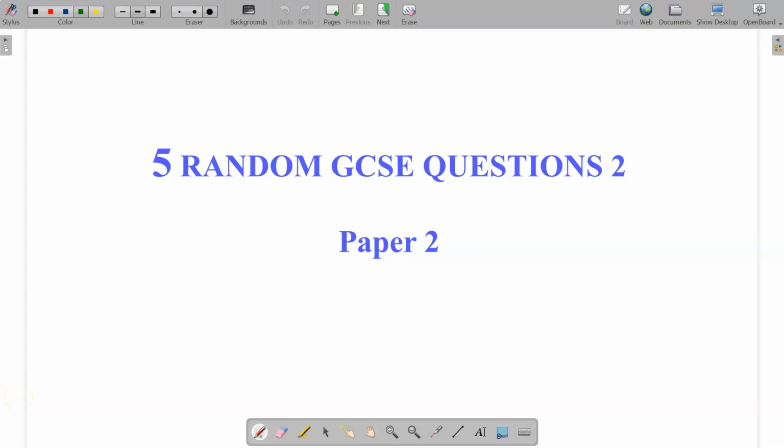Welcome to the second in our series on 5 random GCSE questions. These are taken from a paper 2 calculator paper, but of course many of them could easily be done without a calculator. So let's look at the first question.